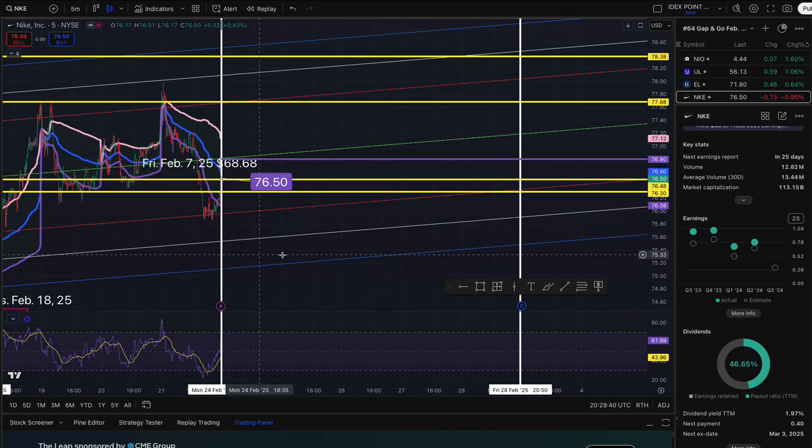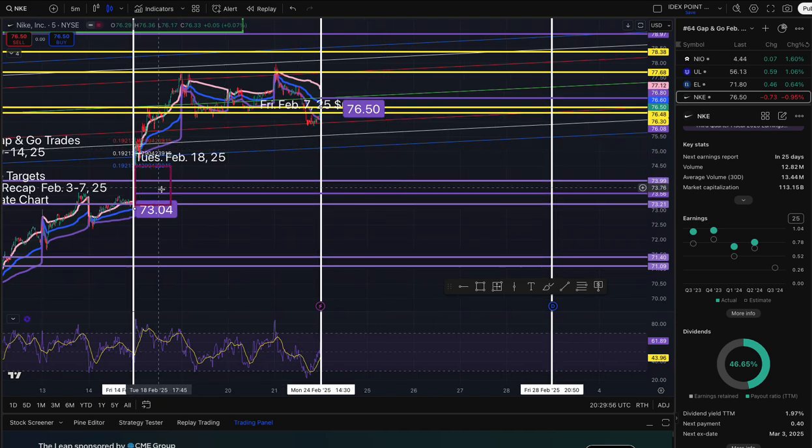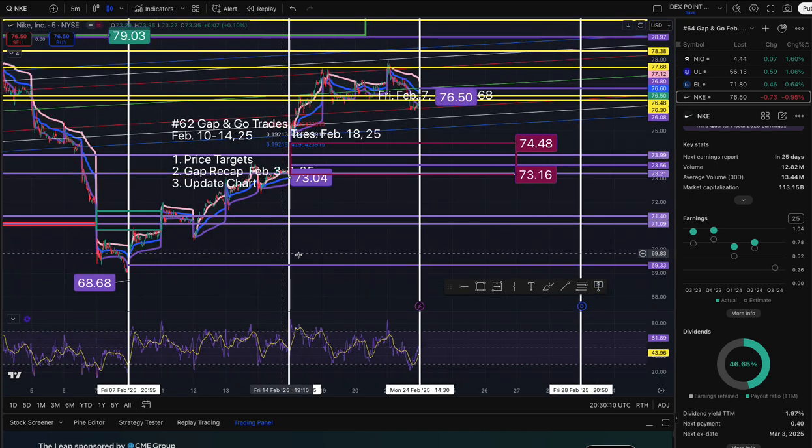All right. By the end of the week, we could be at 77.18 for the middle of the trend and roughly 78.03 to the north side, and then to the south side, back at this line. All right, we've got a gap to the south side, and that will take us to roughly 74.48, closing out at roughly 73.16.